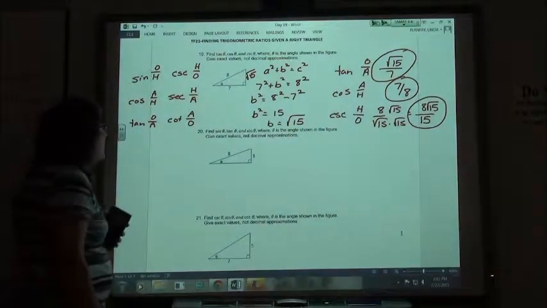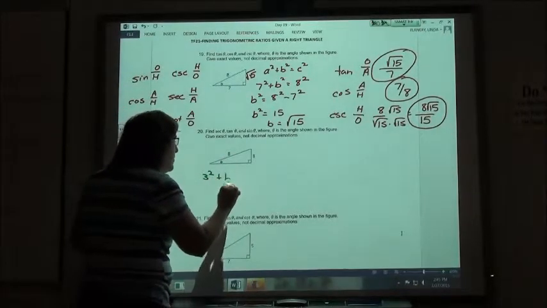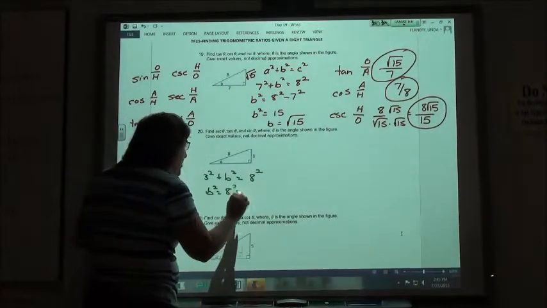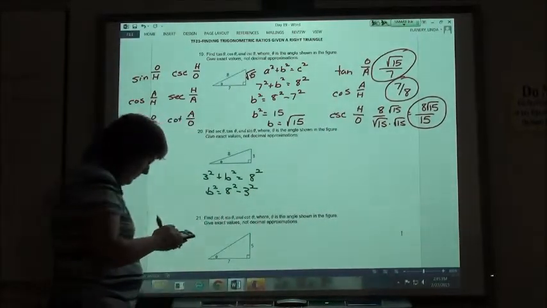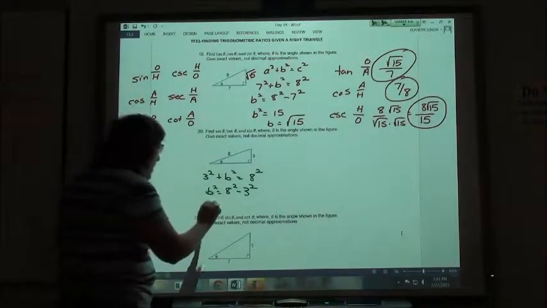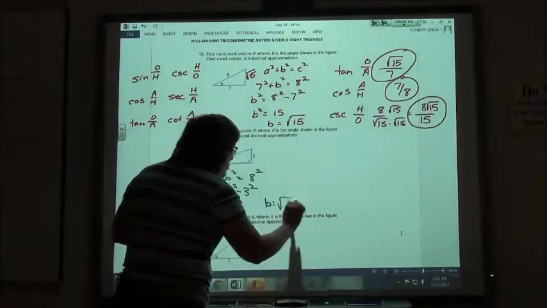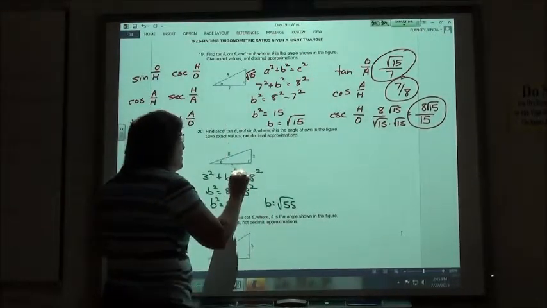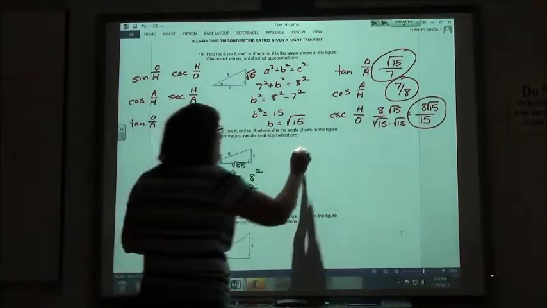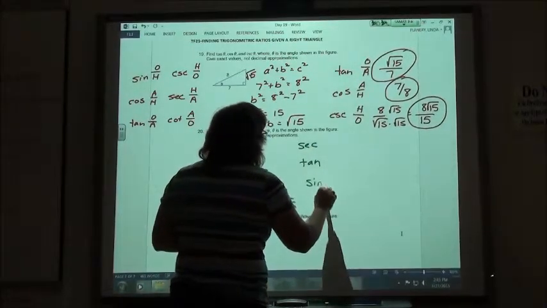So, same kind of thing on the next one. 8 is my hypotenuse, so 3 squared plus b squared equals 8 squared. B squared is then going to be 8 squared minus 3 squared. 8 squared minus 3 squared gives me 55. So B is going to be the square root of 55. Sneak that in there. I'm going to do the secant, the tangent, and the sine.